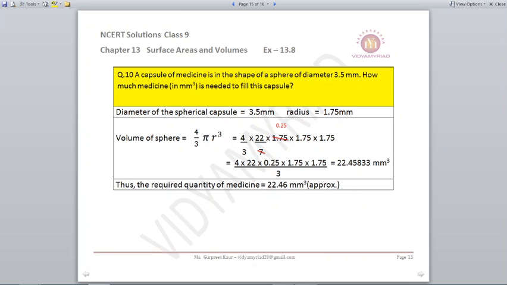Question number 10. A capsule of medicine is in the shape of a sphere of diameter 3.5 mm. How much medicine in mm cube is needed to fill this capsule? Now we are given the diameter 3.5 mm. We can find the radius by dividing it by 2. That will be 1.75 mm. Putting this into the formula of 4 upon 3 pi r cube, we get 4 upon 3 into 22 by 7 into 1.75 into 1.75 into 1.75. When we solve this, we get 22.45833 mm cube. So we can write it as the required quantity of medicine is 22.46 mm cube approximately.